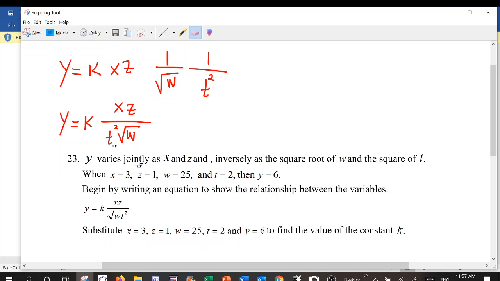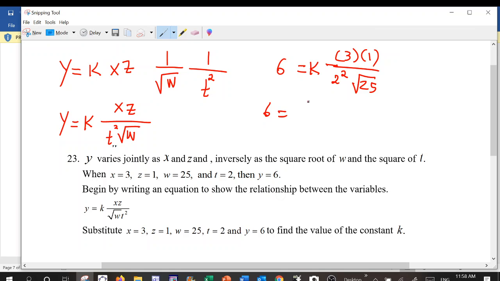Now when x is 3, z is 1, w is 25, t is 2, y is 6, right? We put all those numbers in there and we find k.